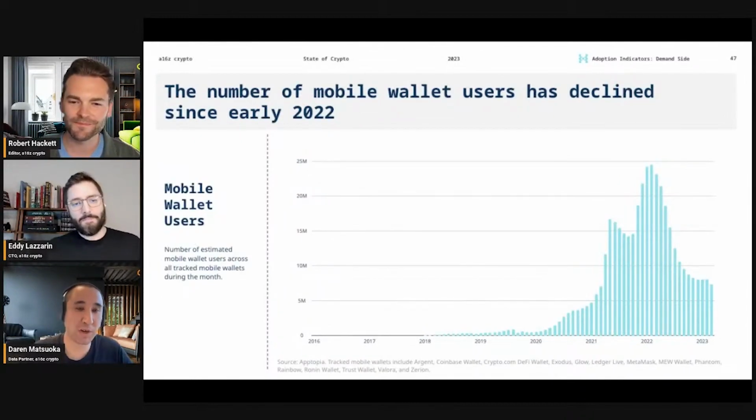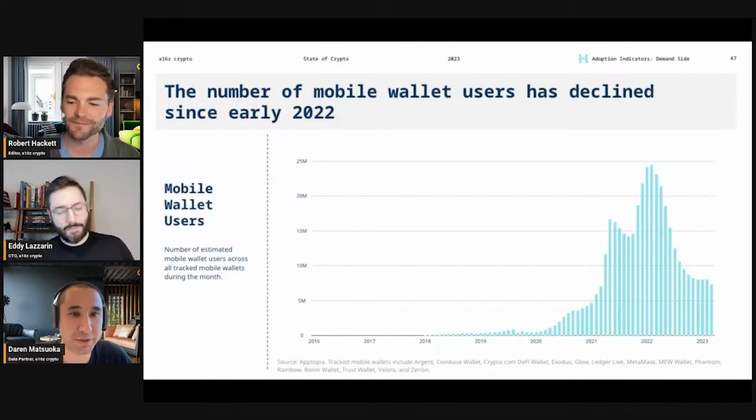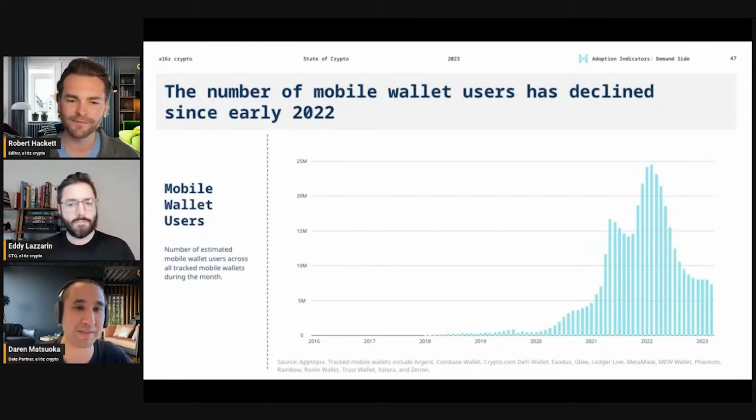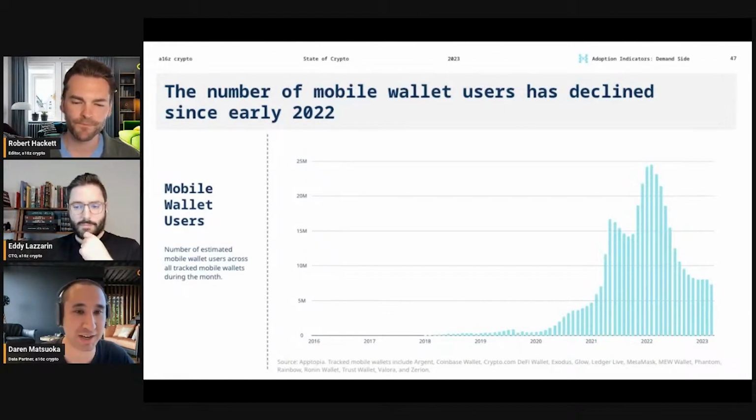Moving on, mobile wallet users. This is something we also like to look at. And the reality is, since early 2022, that number has been declining. Of course, I think this tracks market sentiment. I think there are also some interesting stories to unpack here, especially when you contrast it to the number of active addresses growing. I think we still need to find better user experiences when it comes to using mobile wallets in particular. There are a lot of great companies trying to solve these problems, but they are far from solved.